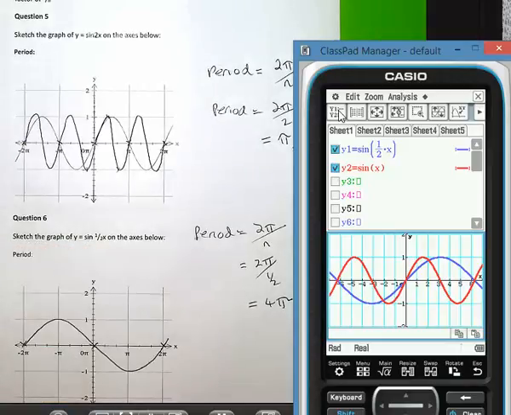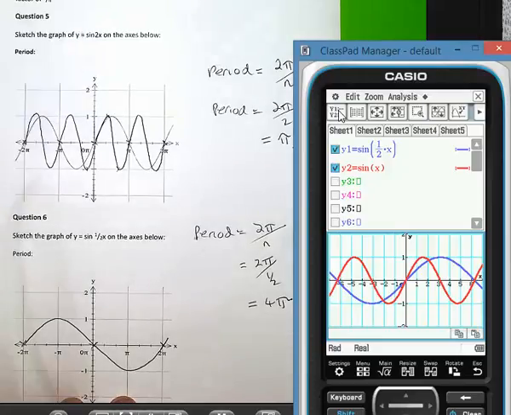Now, please take some time to consider this and make sure you're not confusing the horizontal dilation, which is the factor in front of the x there, with the amplitude change.